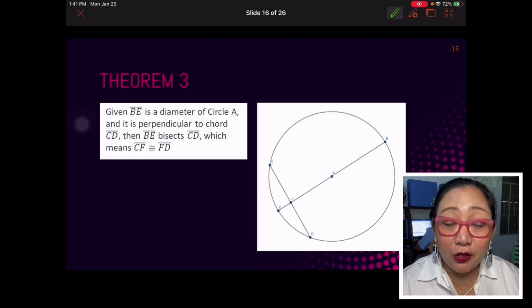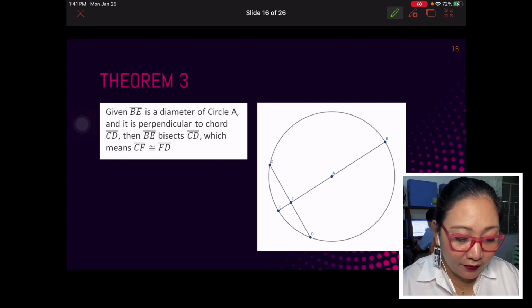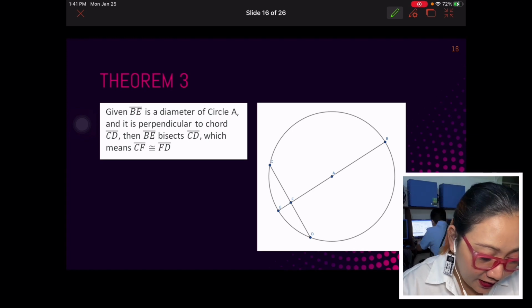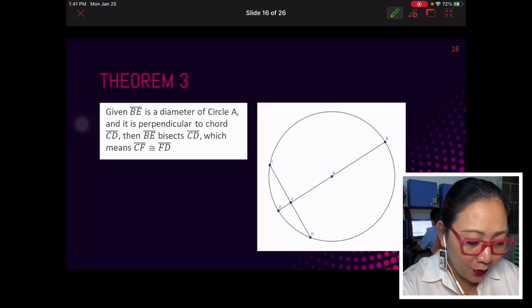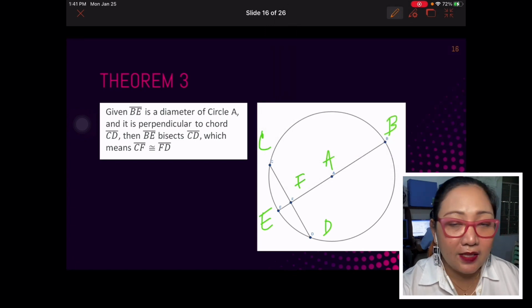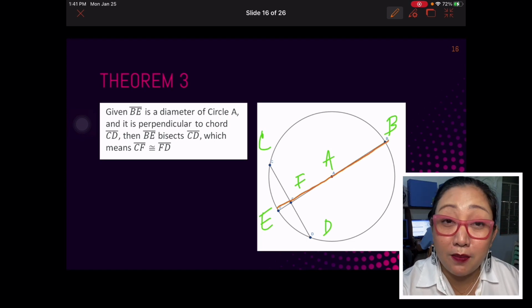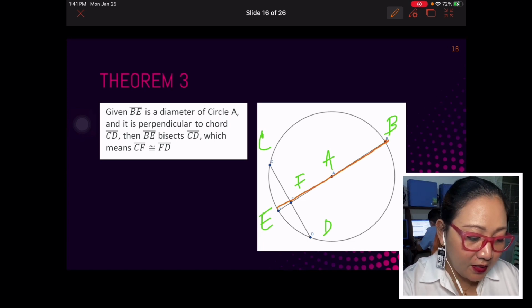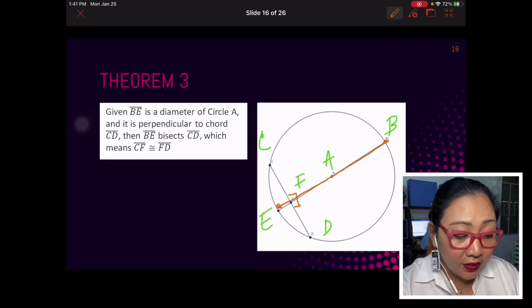Let's look at our example. So, meron tayo ditong circle A, tapos meron tayong endpoints na B, E, F, G, at saka C pala, at saka D. Okay? So, medyo maliit yung letter, sorry. So, ito po yung center natin, si A. This is B, this is C, F, D, and then E. Okay? So, ano yung sinasabi ng theorem na ito? Ang sabi ng theorem, kung meron daw tayong diameter na binigay, ang diameter natin ay si BE, given that BE is a diameter, and it is perpendicular to our chord, CD.